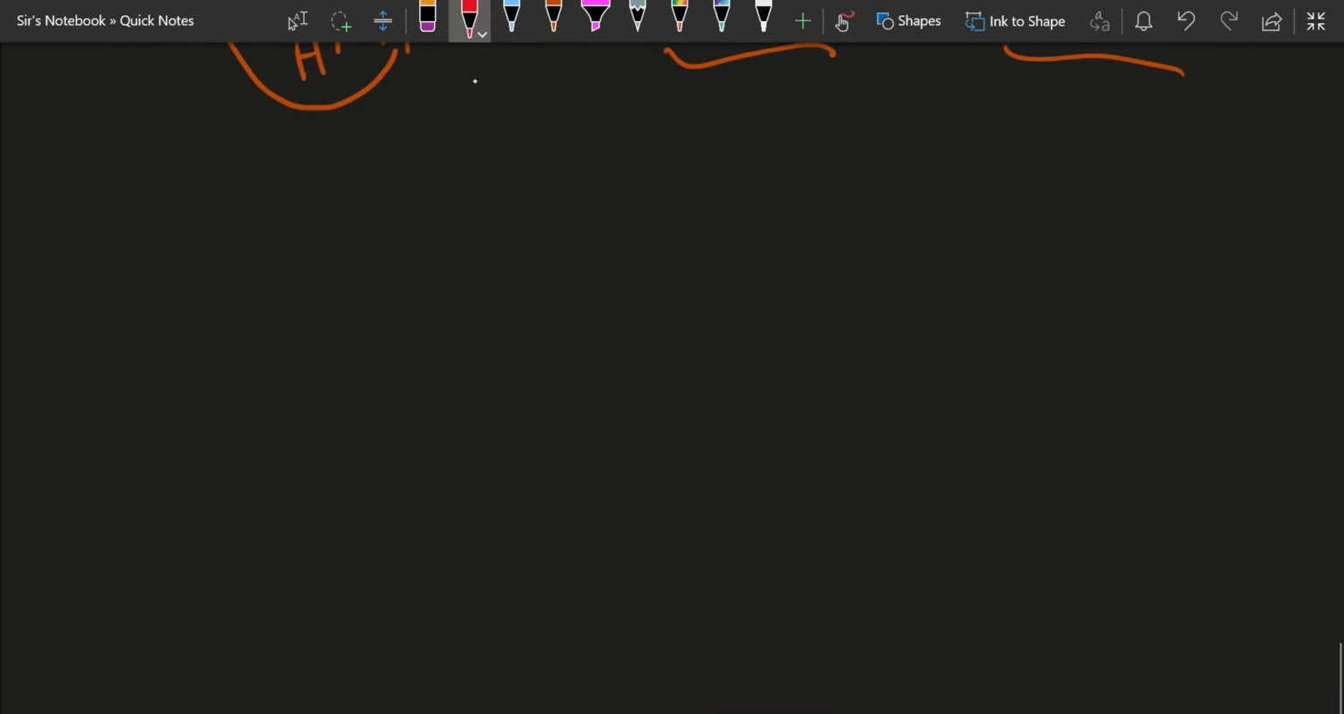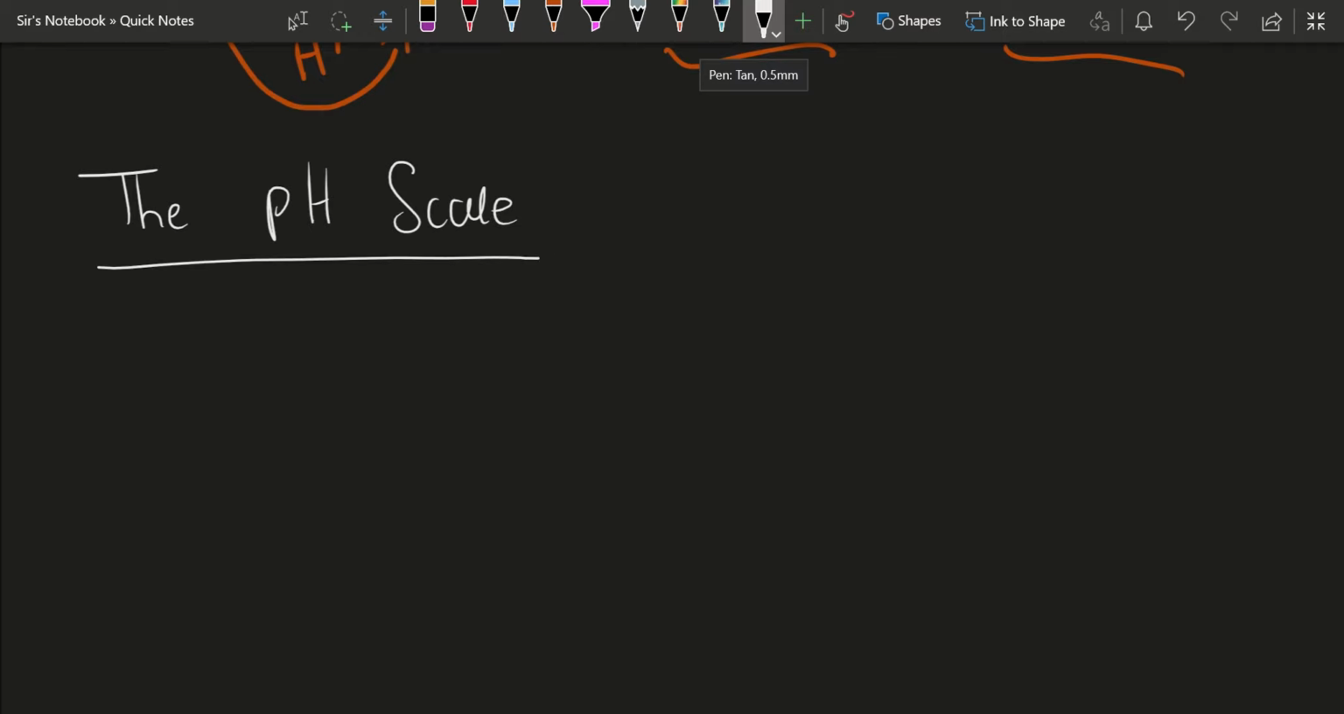Okay, now that we've gotten that out of the way, we can actually look at what we call the pH scale. So we look at the pH scale. What exactly do we actually talk about when we talk about the pH scale?